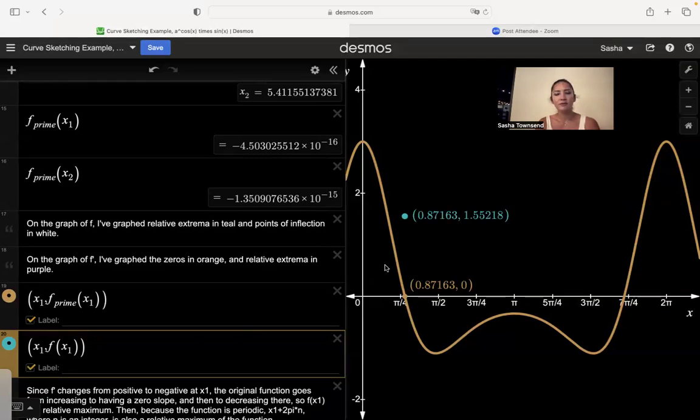Now, the first derivative is going from positive to 0 to negative at that point. So the original function should be going from increasing to having a 0 slope to decreasing. So we should have a relative maximum at that location.